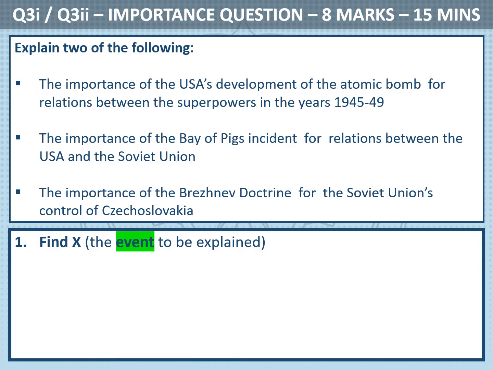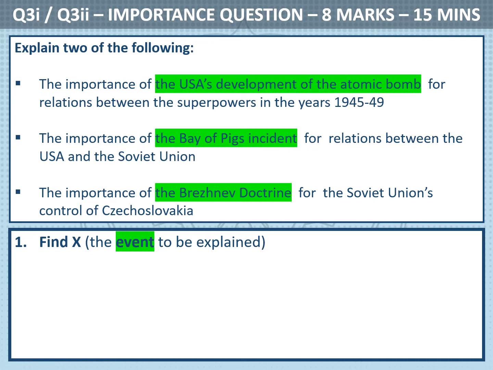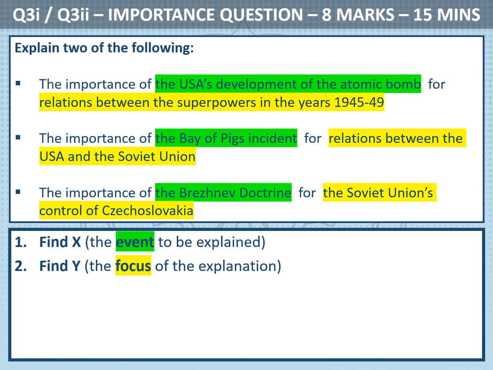Now the first thing to do is to read the question carefully. And you should look for and find the event which you are being asked to explain. I call this X. As you can see, I've highlighted X on the questions shown. The next thing you should do is to find Y. This is the focus for your explanation. As you can see, I've highlighted that here in yellow.